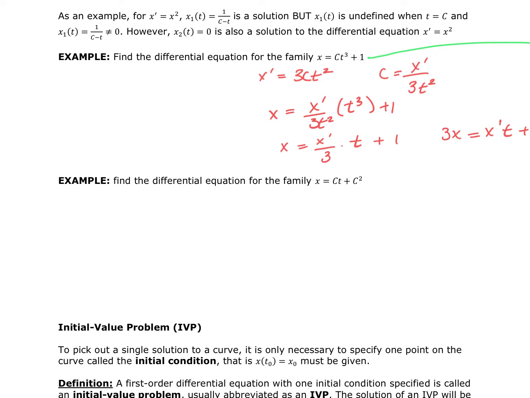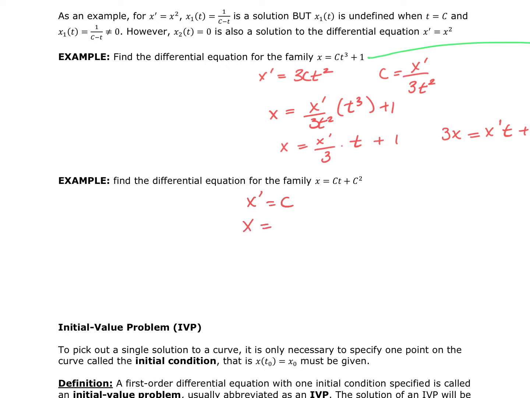Find a differential equation for this family. Well, we're going to do something similar. We're going to go ahead and do the derivative. So x prime is equal to c. Okay, let's put that back in for c.